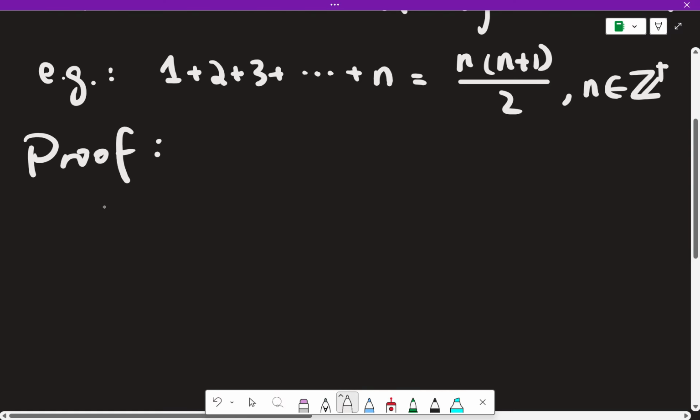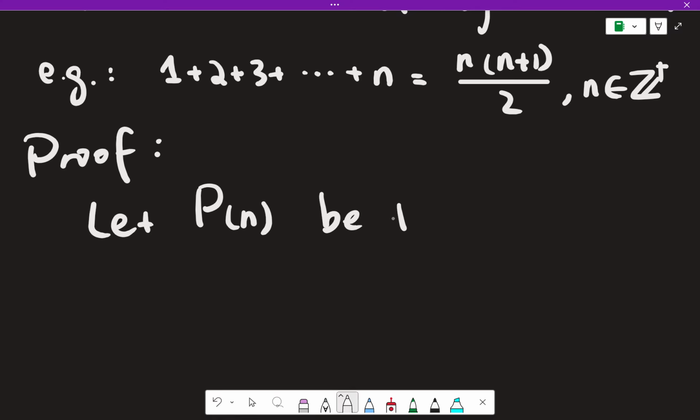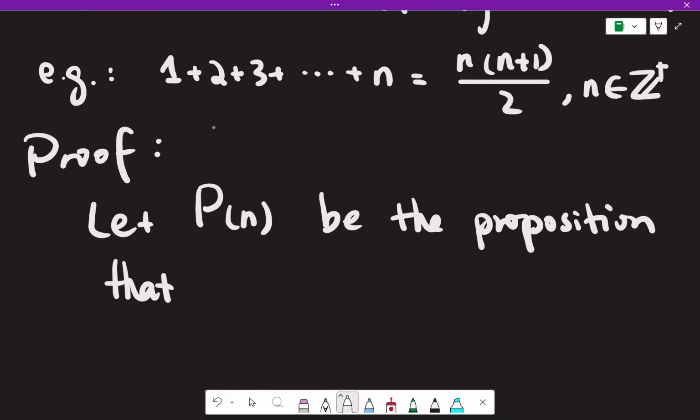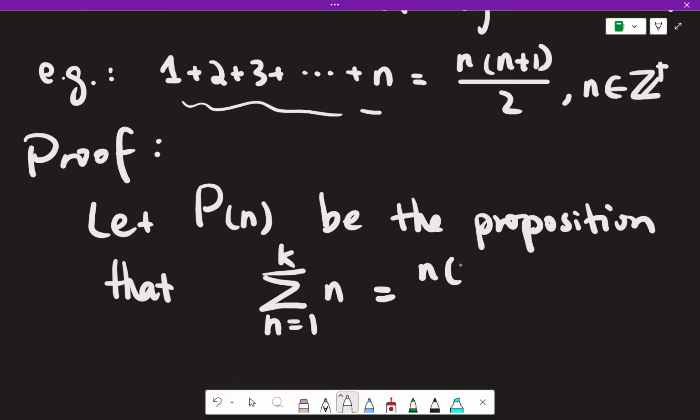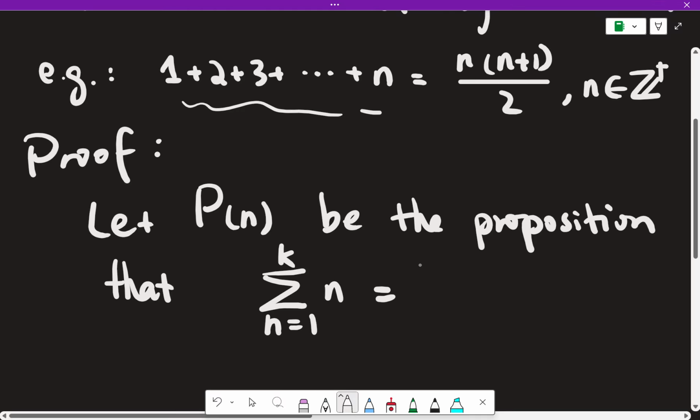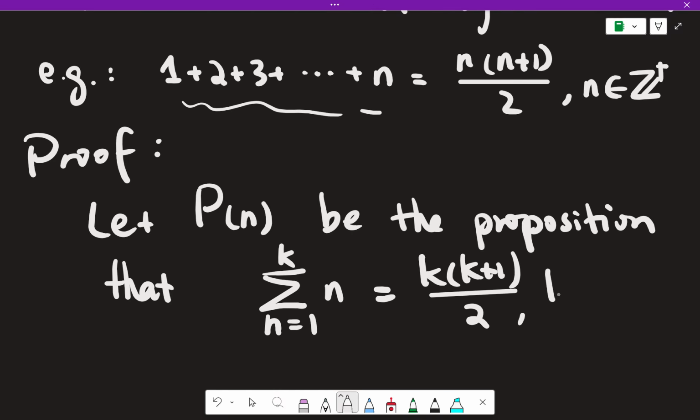We need to first say, let Pk be the proposition that, for the left-hand side, we can use sigma notation to denote it: from 1 to, let's say, k, the summation of all the n's will be equal to, in this case, k times k plus 1 over 2, for any k that is a positive integer.